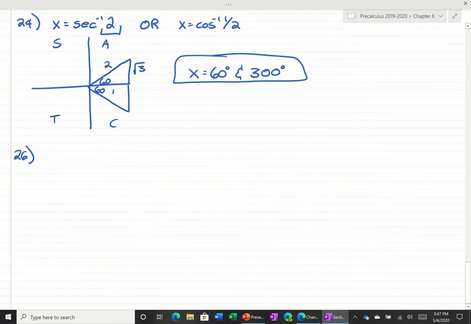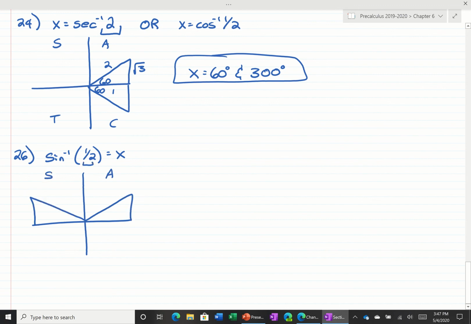Number 26 says what angle gives us a sine of 1/2. Well, I know from the last problem we did, that's going to be a 30, 60, 90 triangle. And because 1/2 is positive, I'm going to draw this triangle in the quadrants where sine is positive. And the sine of 30 degrees would give us 1/2. So my answer is going to be 30 degrees, and 180 minus the 30 is 150 degrees.